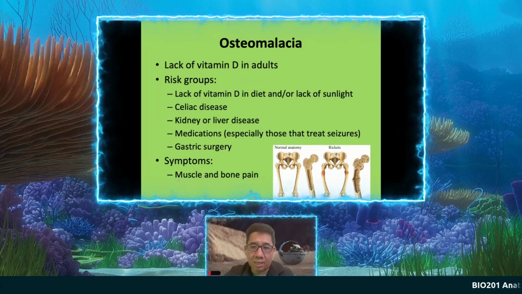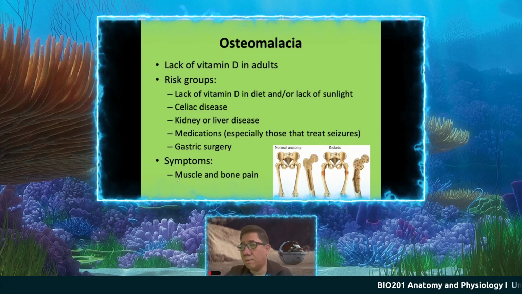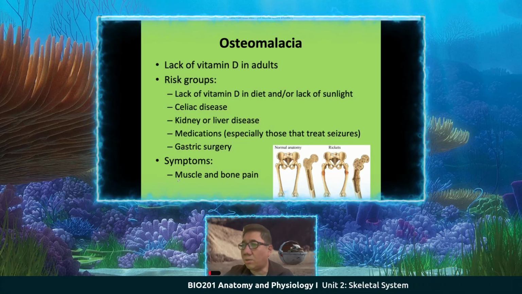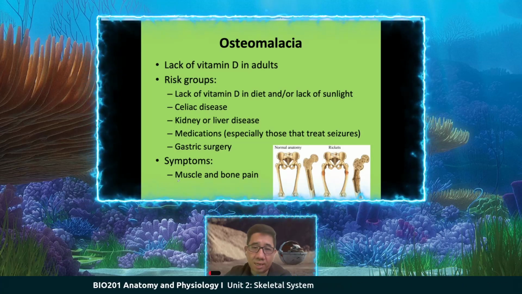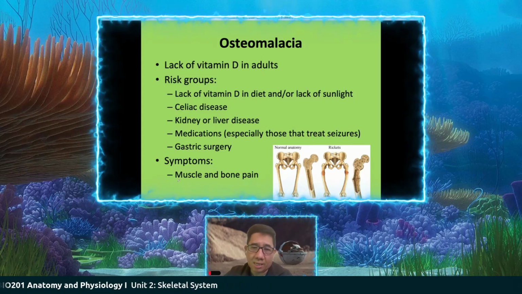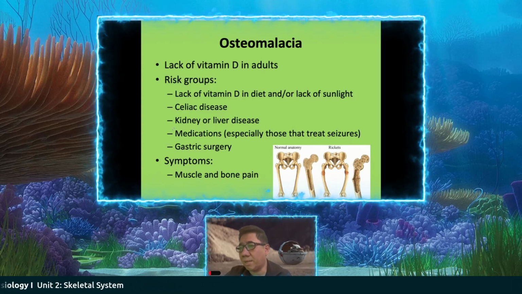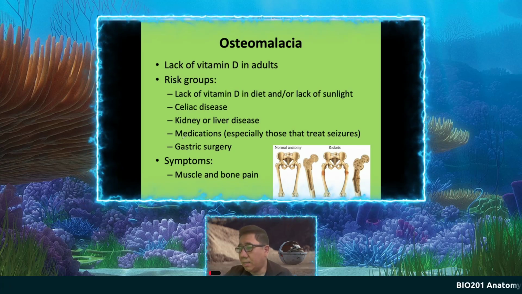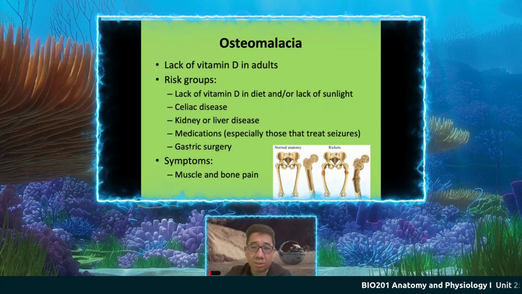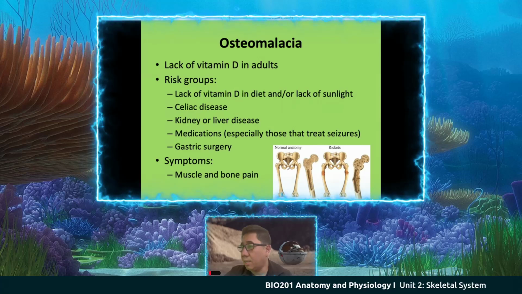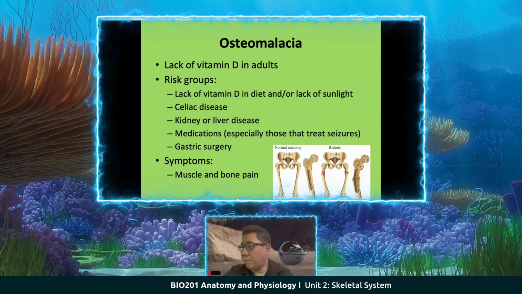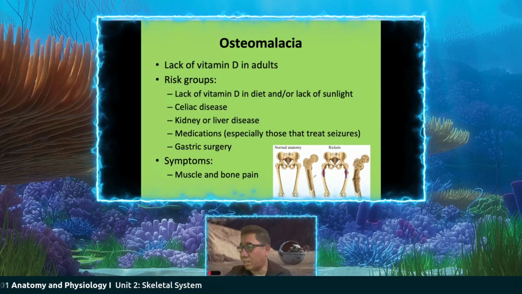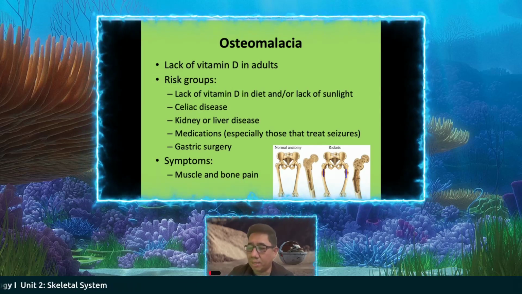Osteomalacia is pretty much the same thing, but in the adult form. So you grow up just fine, but then as an adult you don't get enough vitamin D somehow, not enough sunlight. You may have developed celiac disease, kidney or liver diseases, medication that could affect absorption of vitamin D or calcium, or gastric surgery can do that as well. With these you're going to have more muscle and bone pain, and you could have fractures as well. Your bone becomes more brittle.